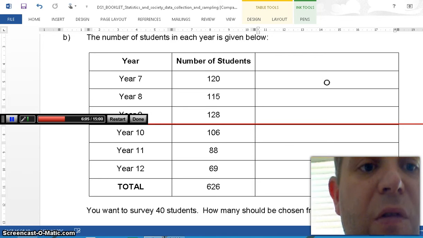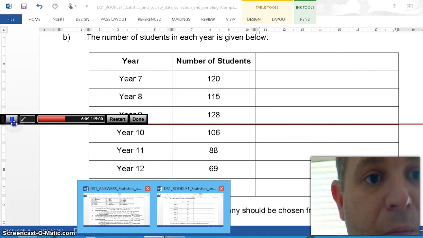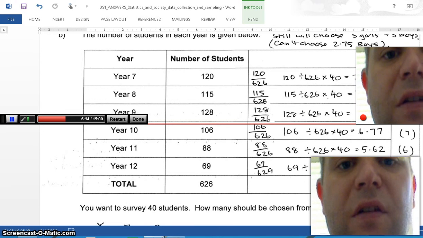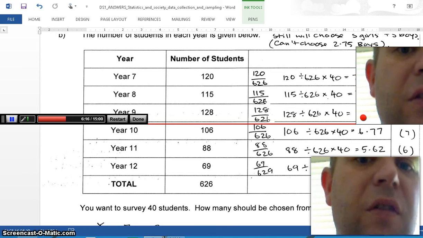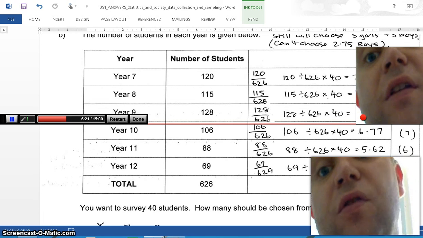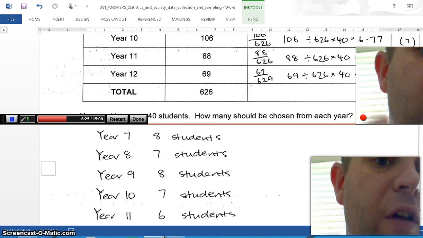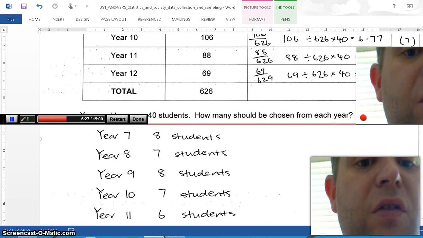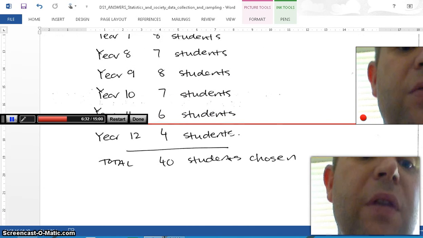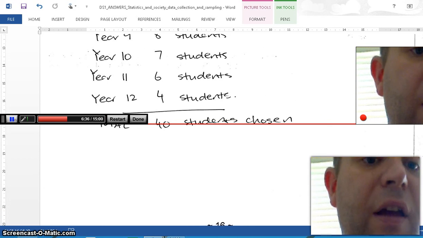And we're going to do the same with all our other classes. Here's one I prepared earlier. And as you can see, we've gone through and we've done the calculations. 120 divided by 626, and then times it by the amount 40. So we've gone through and we've done that. So we've got 8 students for Year 7, 7 students for Year 8, 8 for 9s, and so on and so forth, with our total of 40 students chosen. And that's how we find a stratified sample.